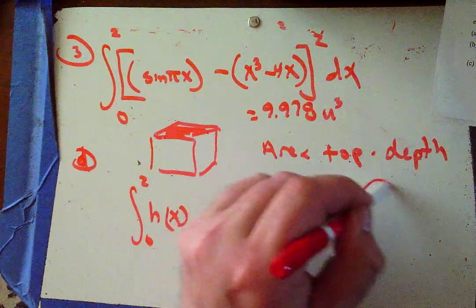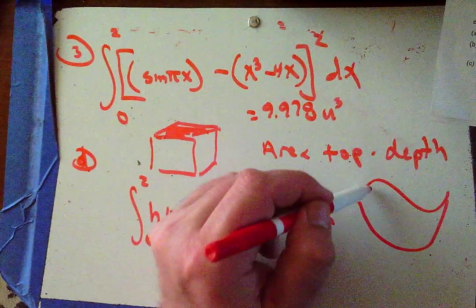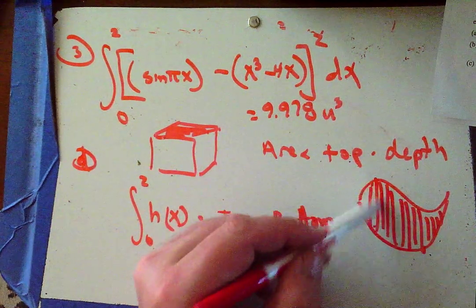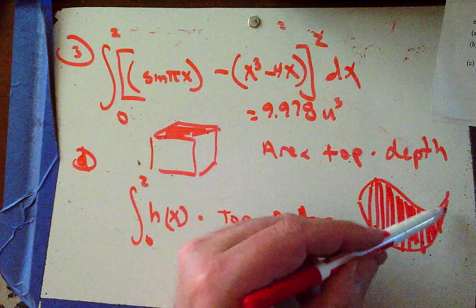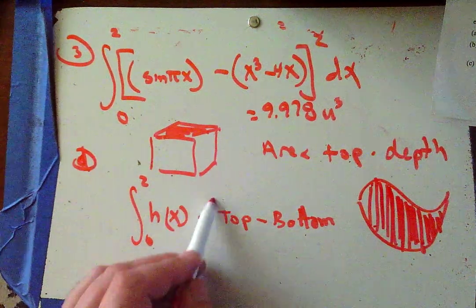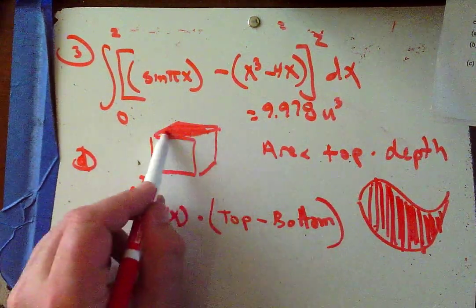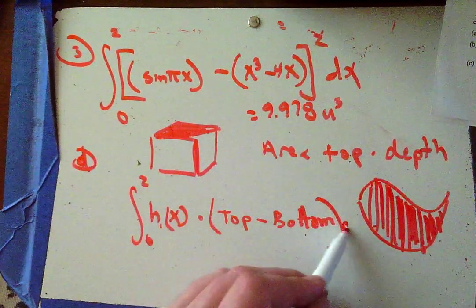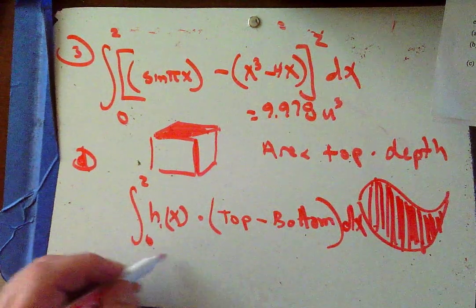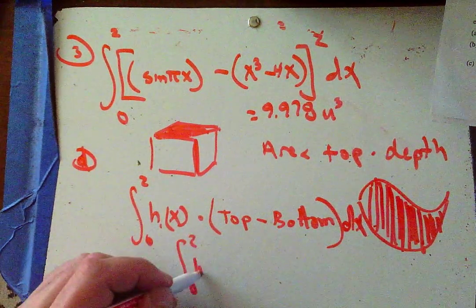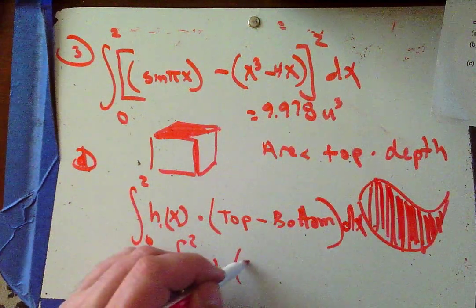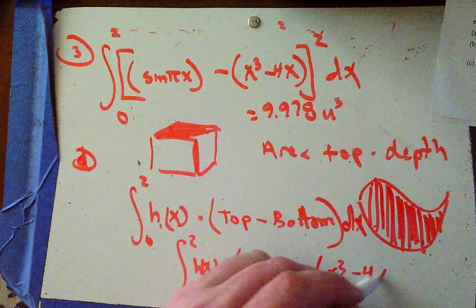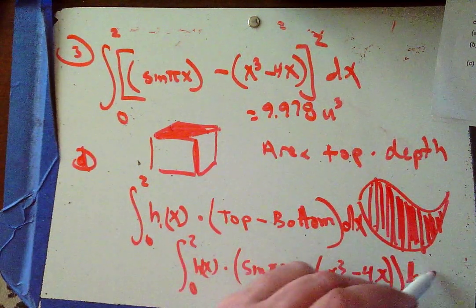I'm adding up all these line segments, adding up top minus bottoms, top minus bottoms, top minus bottoms. Top minus bottom is going to give me this area times the depth dx. Okay, so then our integral would be 0 to 2 h of x times sine pi x minus x to the third minus 4x dx.